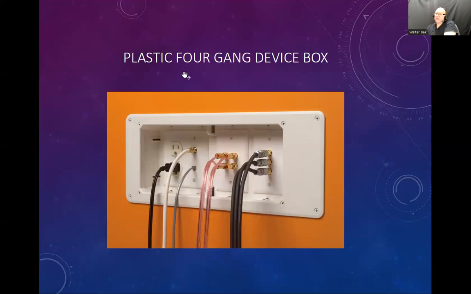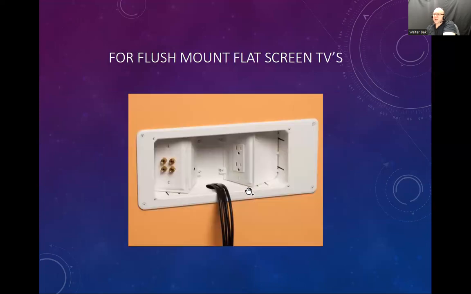So this would be a plastic 4-gang device box, and it's not just power being applied here. Here's the power duplex receptacle, but there are some signal wires. You can see one coaxial cable, a phone jack, and some audio speaker wires connected to what looks like RCA jacks. All right, there's some other examples of that.